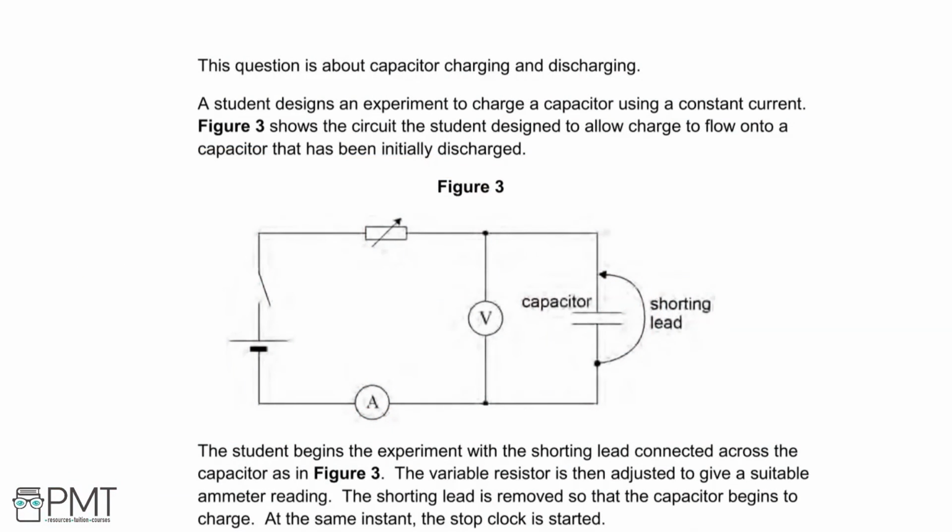This question is about capacitor charging and discharging. A student designs an experiment to charge a capacitor using a constant current. Figure 3 shows the circuit the student designed to allow charge to flow onto a capacitor that has been initially discharged. And here's our diagram, fairly straightforward. You can see there's a variable resistor connected to a capacitor, voltmeter and ammeter, and then you've got a switch and a cell. There's also a shorting lead that goes across the capacitor.